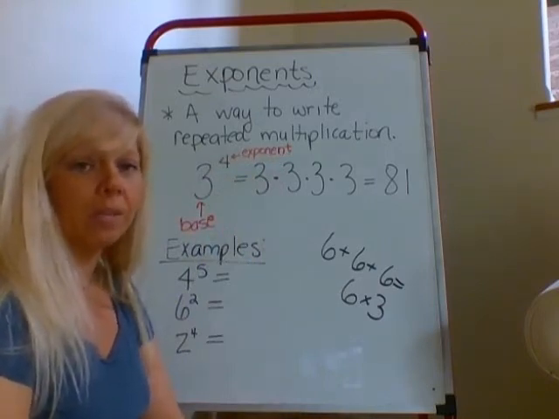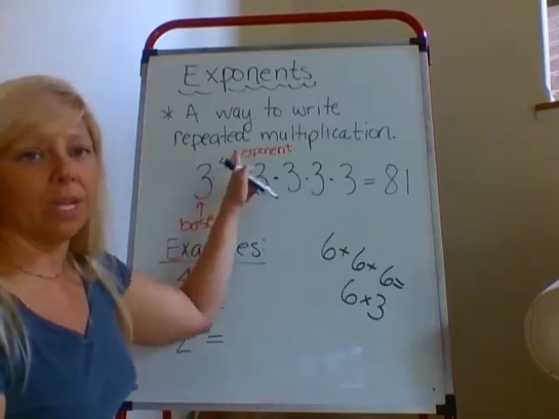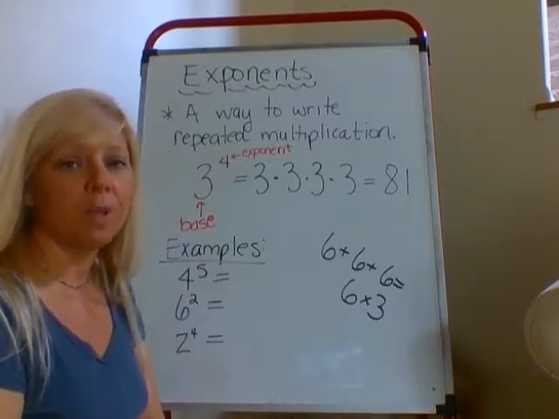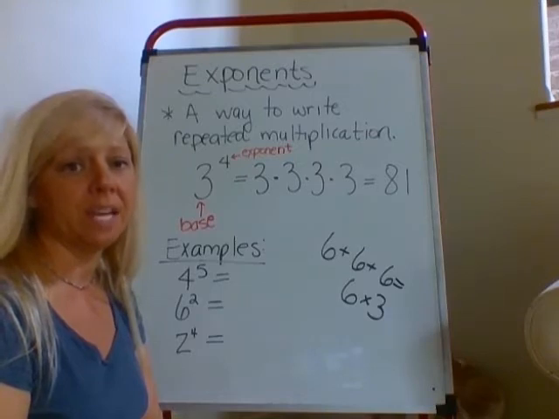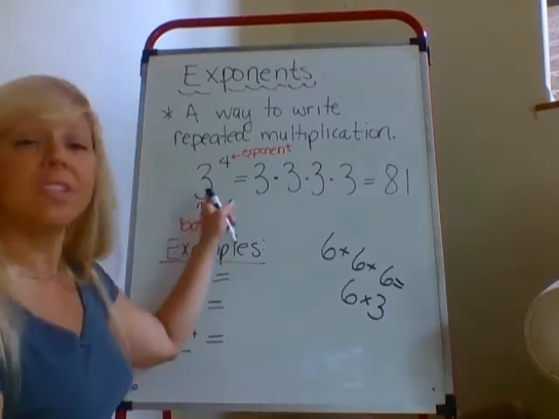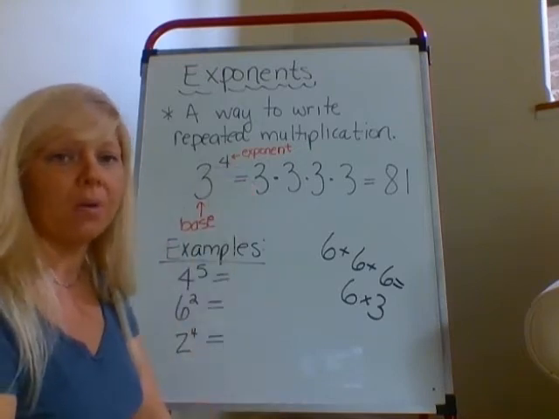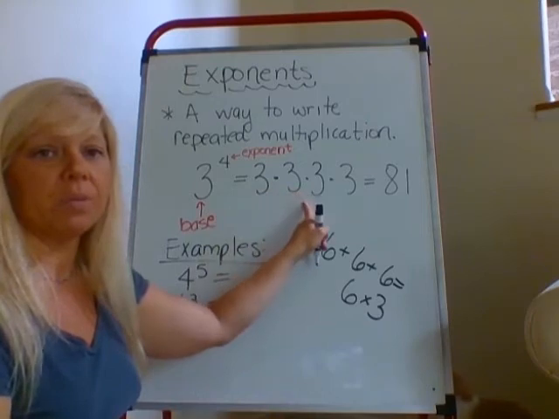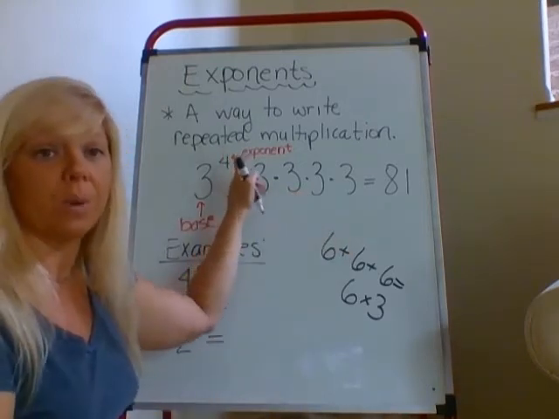So, we have a few vocabulary words. We have our base and we have our exponent. Our base is the number that's going to get multiplied. The exponent tells the base how many times it needs to get multiplied. So for this example, we have 3, and how we say this is to the 4th power. So 3 to the 4th power is 3 times 3 times 3 times 3. There are 4 of them because I have a 4 as the exponent.